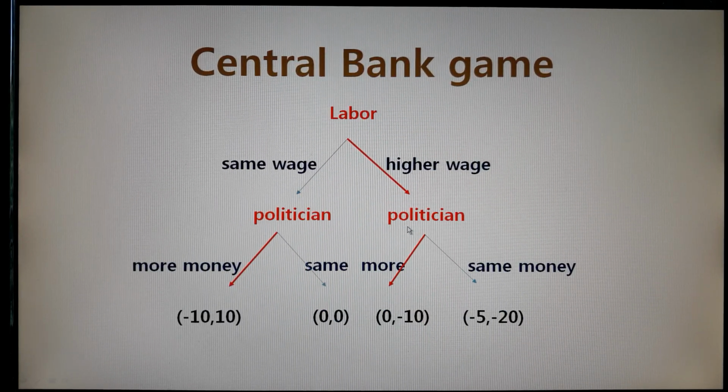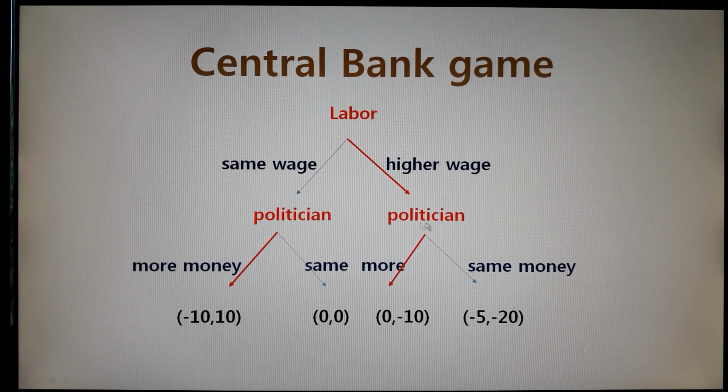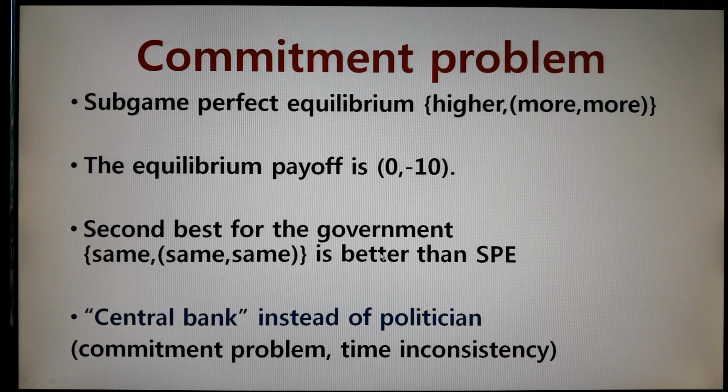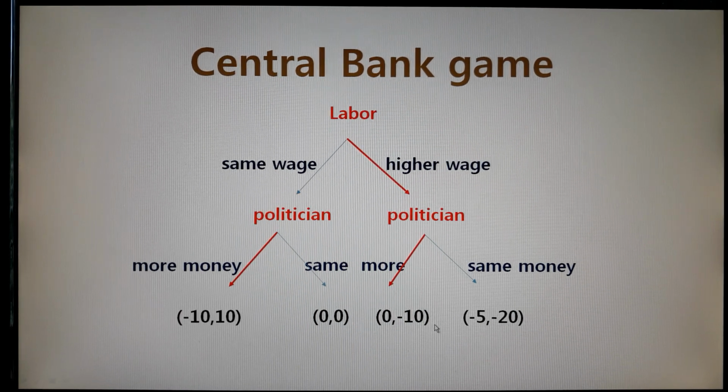That's why the politicians have a pair of strategies, because there are two places, contingent, conditional, to make a decision. On the other hand, the labor union has only one place to make a decision, so that is why it is like that. Okay, and what about the subgame perfect equilibrium payoff? The payoff, of course, would be 0 for the labor union, -10 for the politicians.